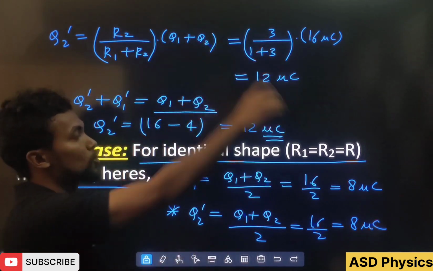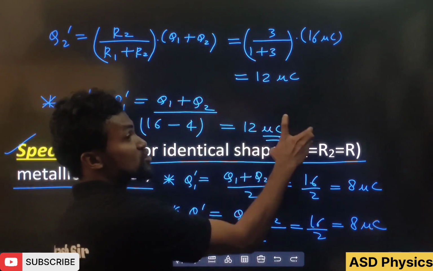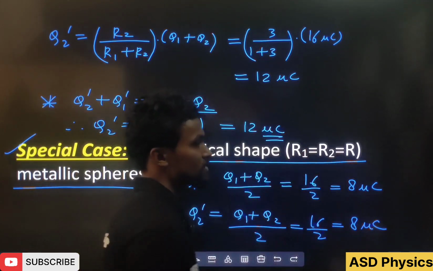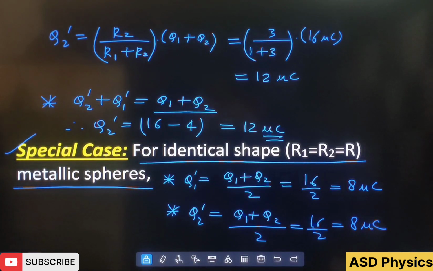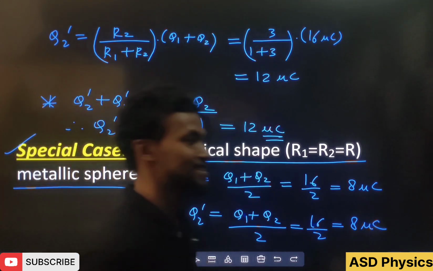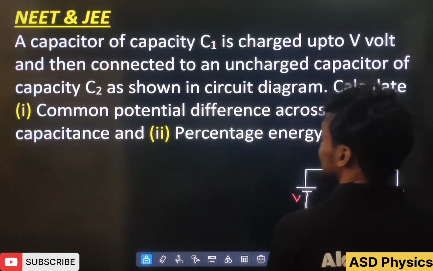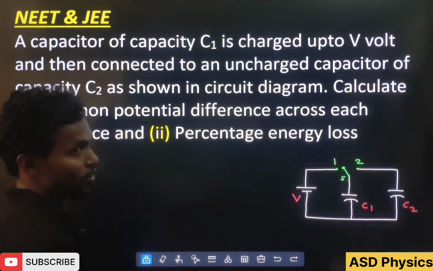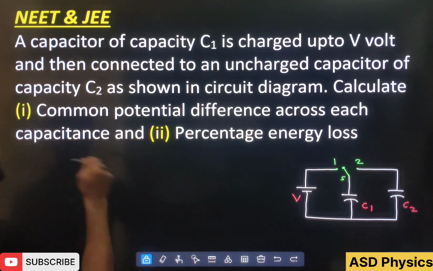So you have seen very well, when the conductors are not of the same radius, then the charges are different. Here you have seen 4 and 12. But when they have the same shape, same radius, then the charge on each of them is the same. And the formula we have used is Q1 plus Q2 by 2. See how easy a way we are going through it. Now students, these kinds of questions are important for the exam, CBSE, JEE, NEET, anything.